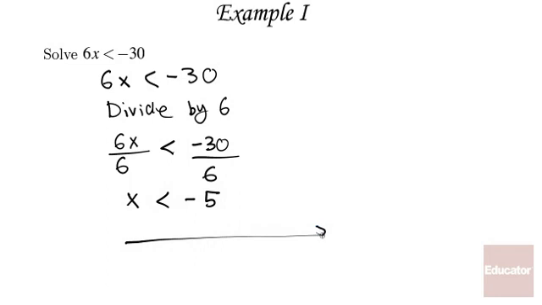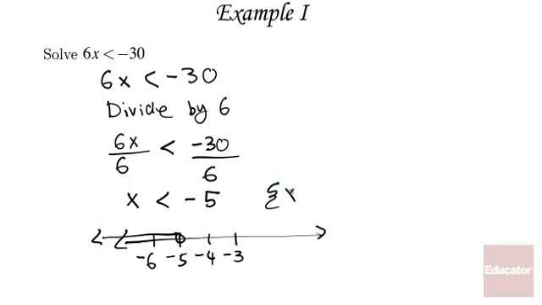And recall that we can write these solutions a few different ways. Here I wrote it as an inequality. I could also graph the answer on the number line. And I have a strict inequality, which tells me that the negative 5 is not included as part of the solution set. It's just those values that are less than negative 5.